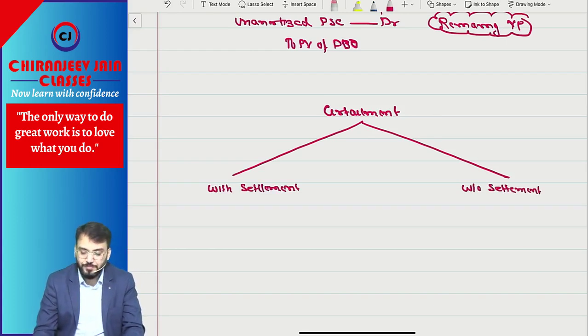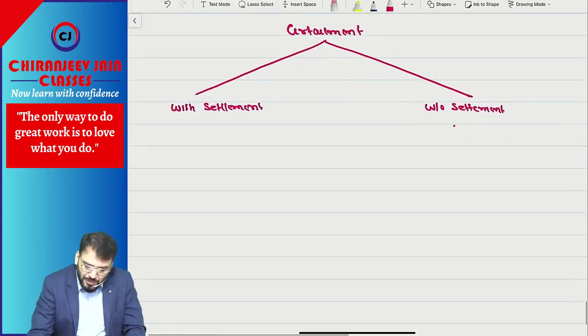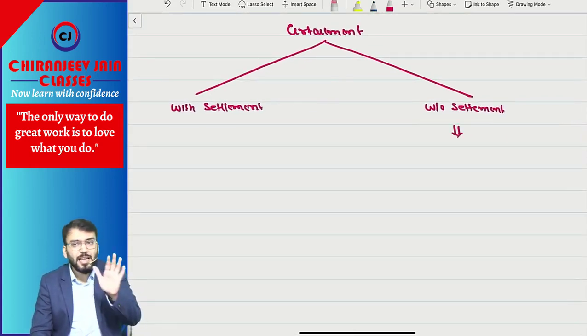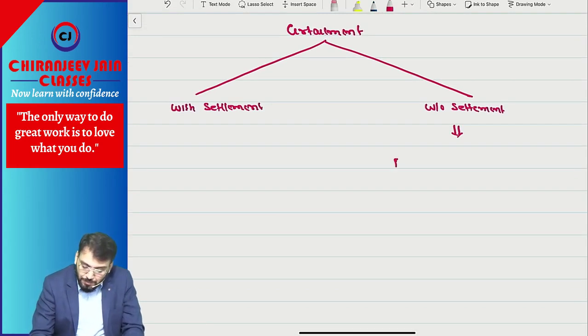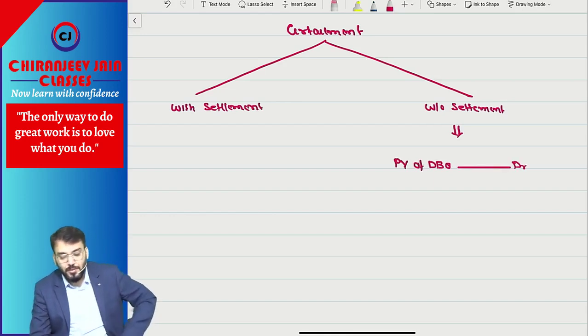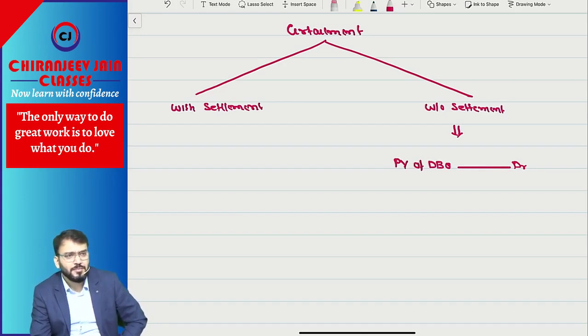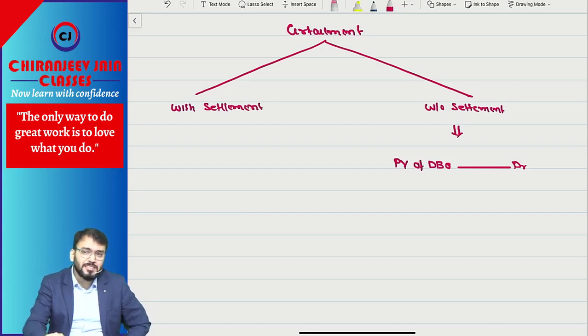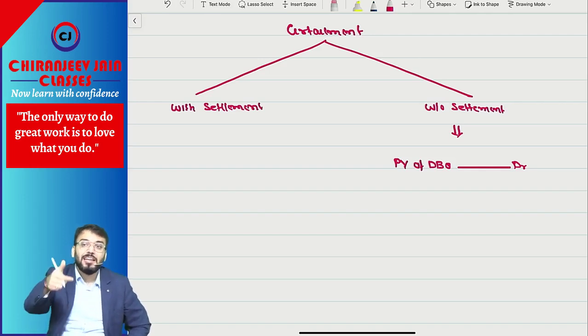And without settlement, can I say whenever there is a without settlement, your liability will decrease. You will say present value of DBO account debit. Correct. And for this there may be some unamortized past service cost also, which needs to be reduced. Means if there is some unamortized past service cost, if you have removed your liability, you should remove that also. So you will do what?